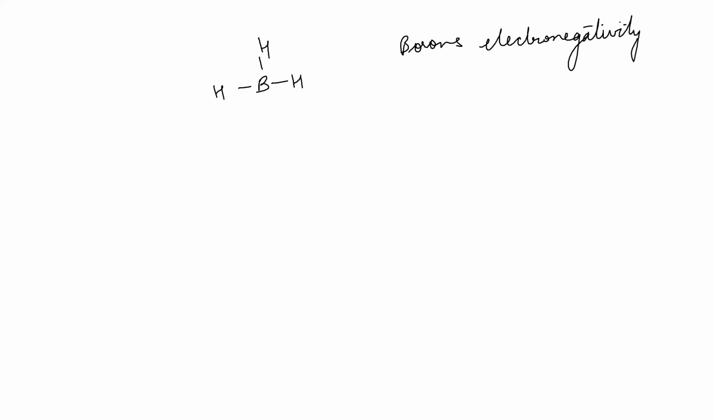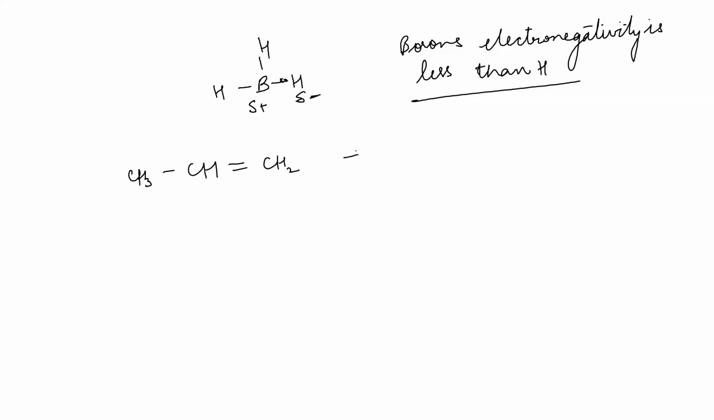Now, also you have to understand that in BH3, boron's electronegativity is less than hydrogen. So hydrogen is going to carry a delta negative charge and boron is thereby going to carry a delta positive charge. That means once the bonds are formed, the shifting is more towards hydrogen. So now let's say we talk about CH3, CH, CH2, and we add BH3 to it. Once we add BH3 to it, what exactly happens?